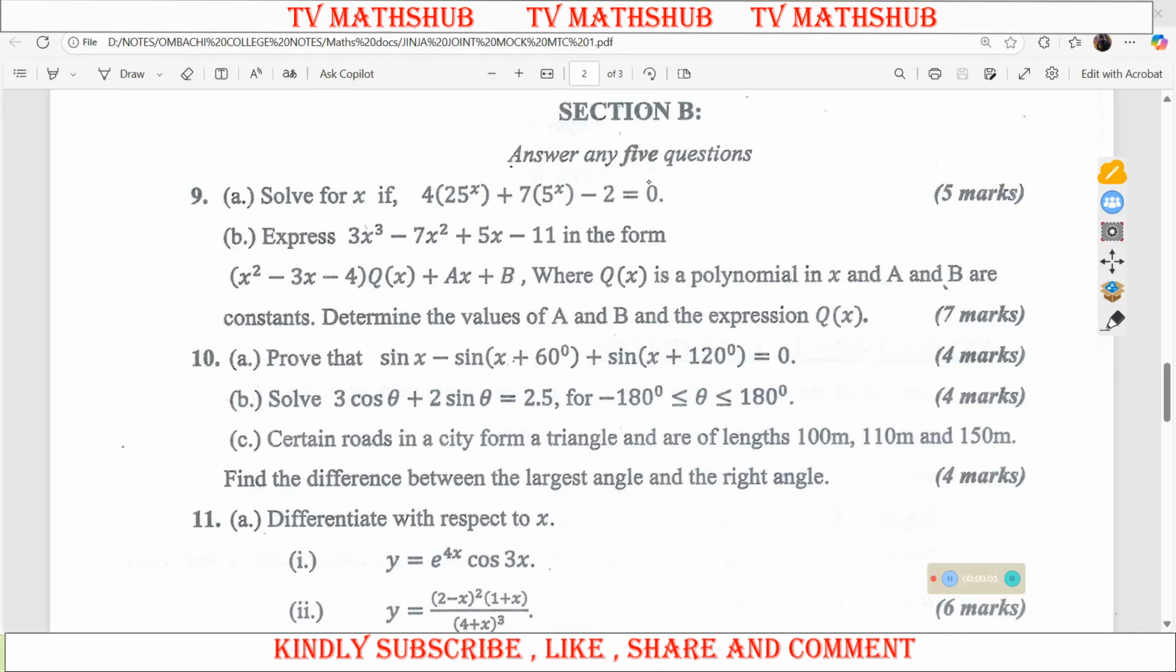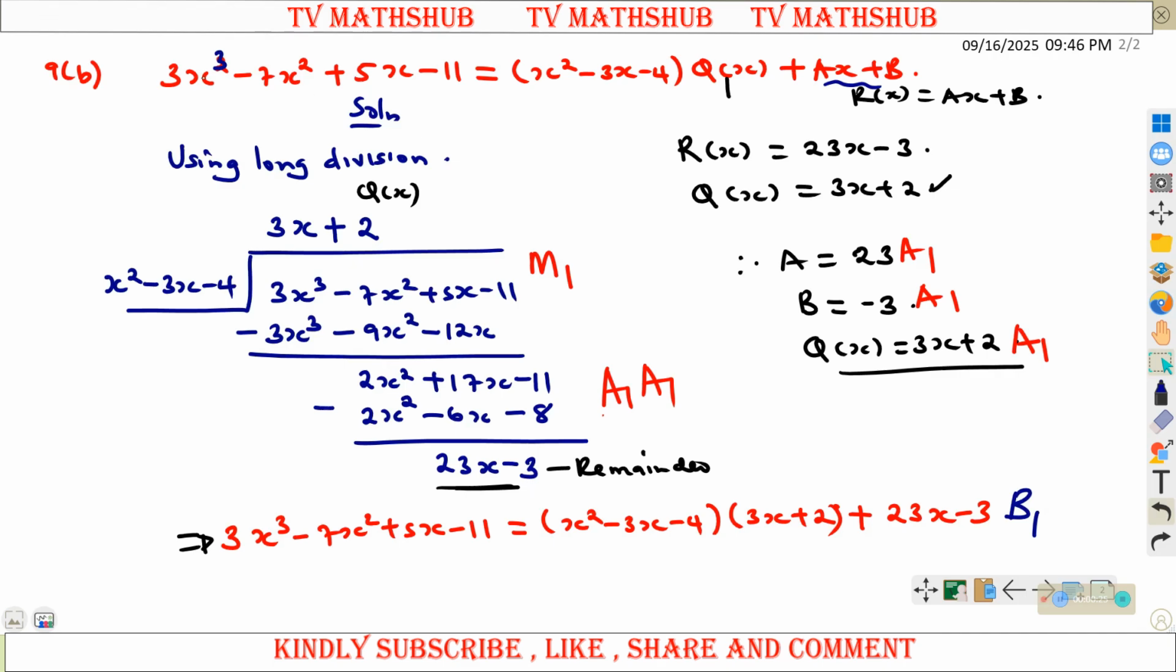Now let us look at 9 part B, which says we need to express this in this form here, where q of x is a polynomial in x, and a and b are constants, and we need to determine the values of a and b and the expression of q of x. So let us look at the solution. We want to express this in terms of this.